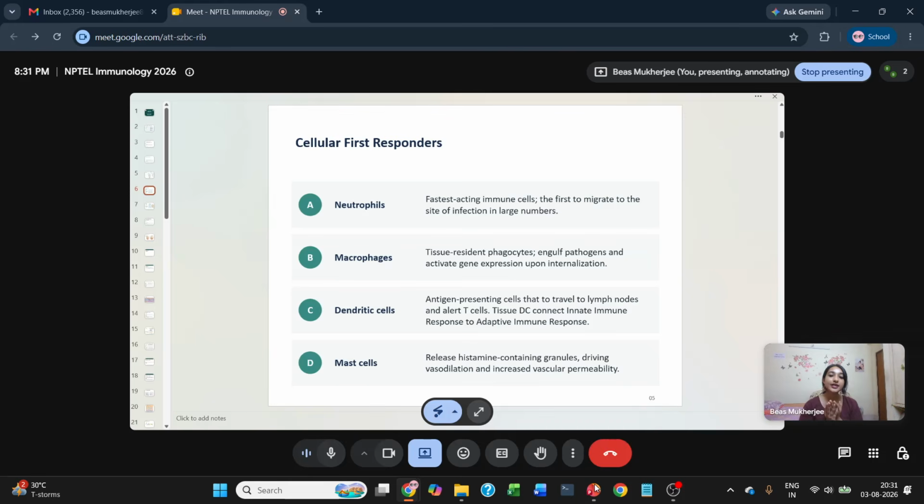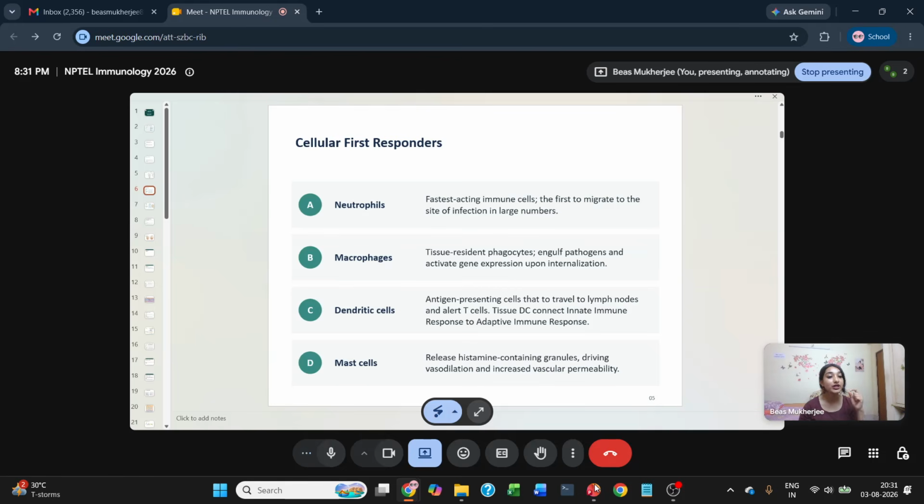Okay, so the cellular first responders are our neutrophils. Okay, there are the macrophages, there are dendritic cells and mast cells. So neutrophils are majorly active during inflammation. So they are fast acting immune cells. They first migrate to the site of infection in large numbers. Macrophages, the most important work of the macrophage is to phagocytose and present antigen. So the tissue resident phagocytes, these are macrophages, they engulf pathogen and activate gene expression upon internalization.